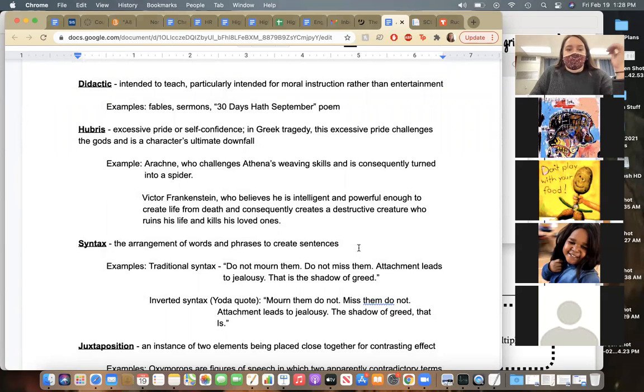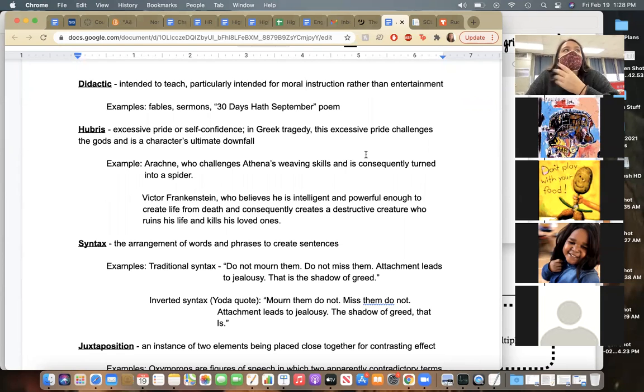Didactic is the next one. It means intended to teach, particularly intended for moral instruction rather than entertainment. This tends to be like sort of a genre. Fables are didactic, you know, like the tortoise and the hare teaches the lesson that slow and steady wins the race. Sermons are intended to be didactic. The Thirty Days Have September poem, if y'all know that one, thirty days have September, April, June, and November. It's to teach you your months.